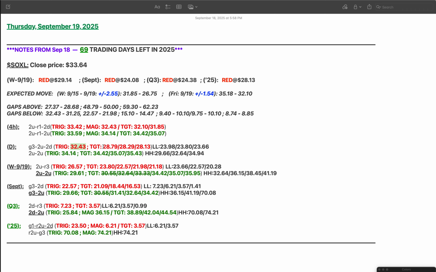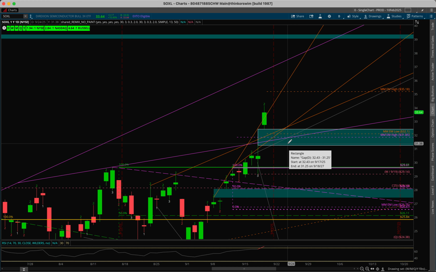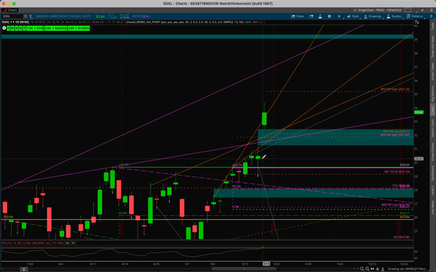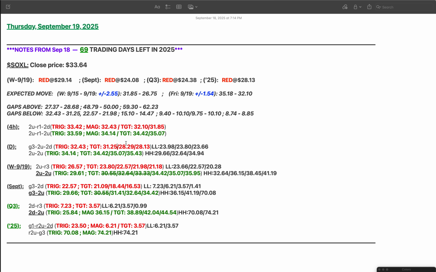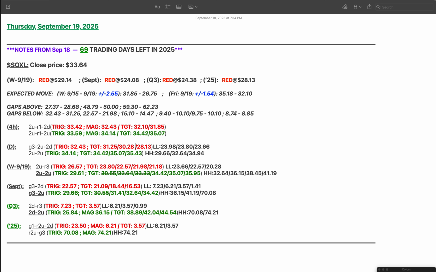The target, I guess I didn't fill that in properly. We have the gap close of 31.25. Sorry about that. And then we have the open from yesterday, which is 30.28. And an ultimate magnitude of 29.16. All right, so sorry for the sloppiness on my part.